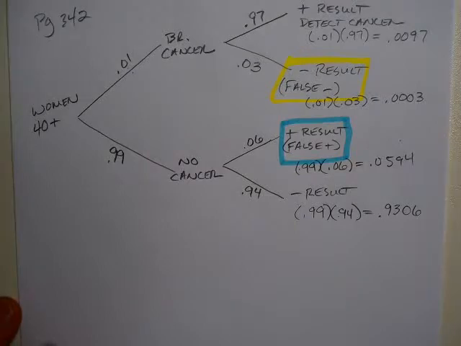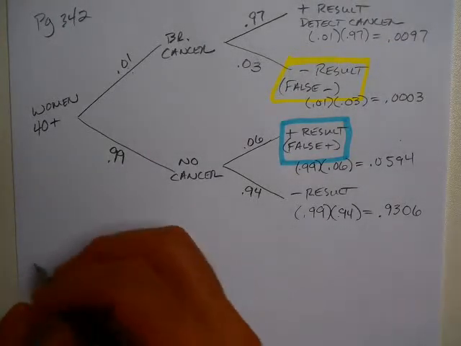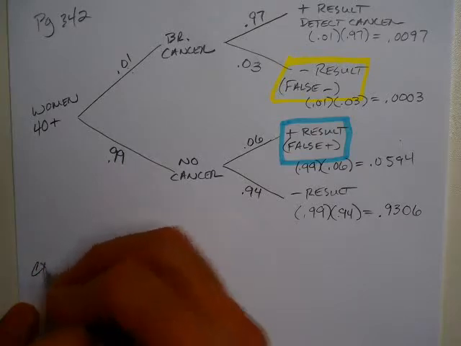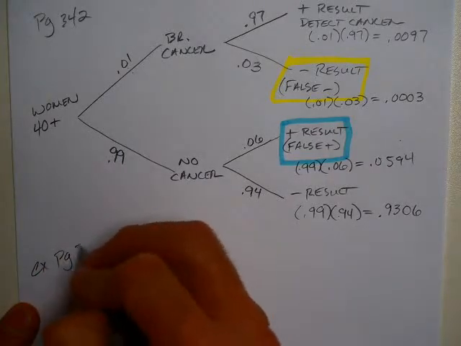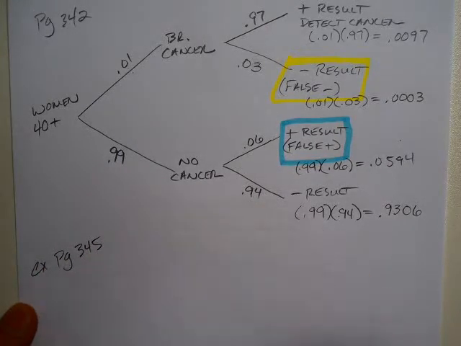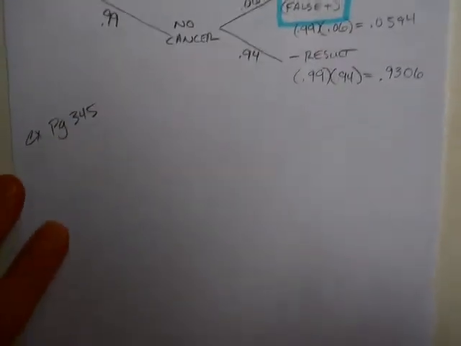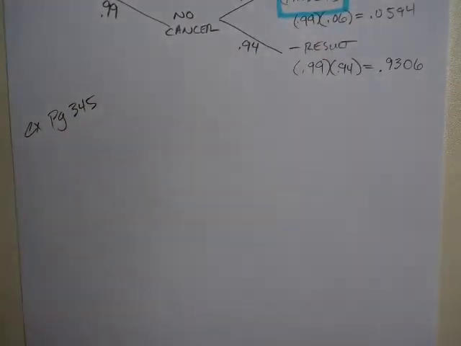There's another one that I want to talk about. It's kind of an interesting problem. It's the Challenger disaster. It's on page 345. It's another example. I apologize for that. I actually was a high school junior when the Challenger exploded.